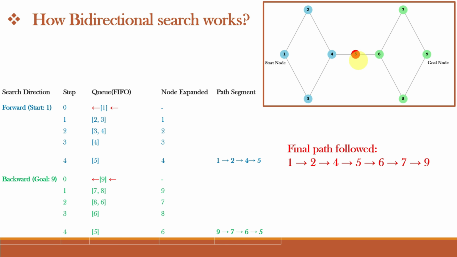And as both the searches meet at node 5, which is our intersection point, we join the two segments to get the final shortest path. And this is much faster because searching from both sides reduces the total number of nodes we need to explore.